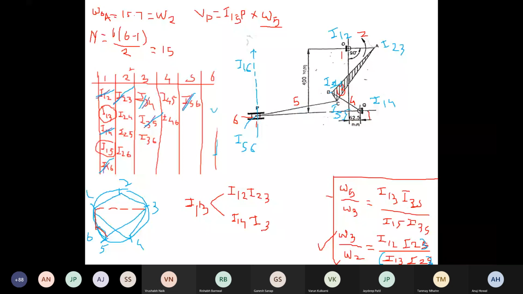Now come to the configuration diagram. I12 to I23 is here. I will extend this line. Second, I14, I34. Where is the I14? यहाँ पे I14 है. Where is the I34? यहाँ पे I34 है. Means QB. You have to see this QB and you have to extend it. And you have to extend this line. Where these two lines intersect, you will get I13.